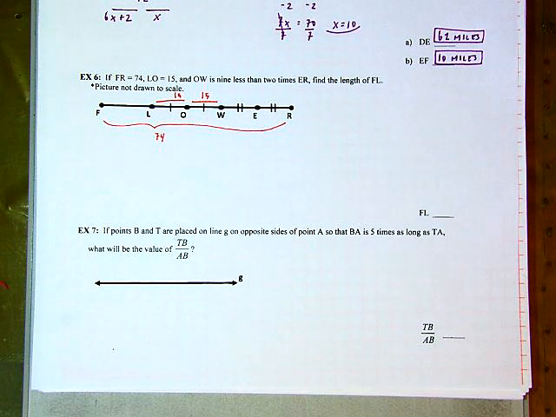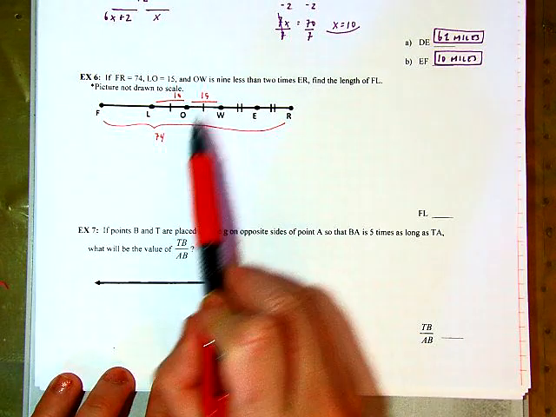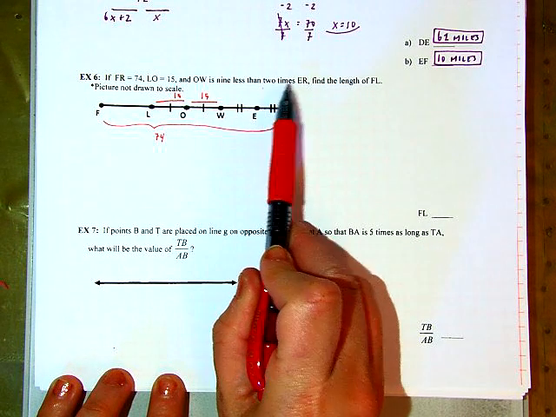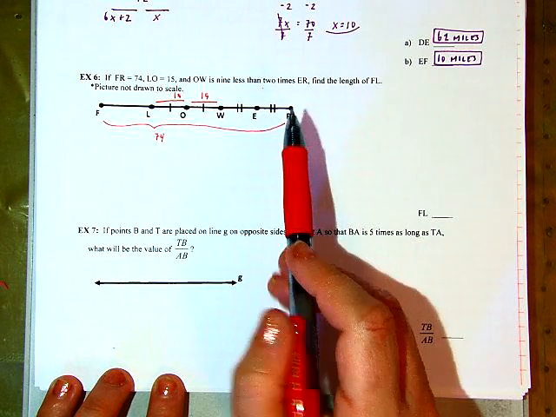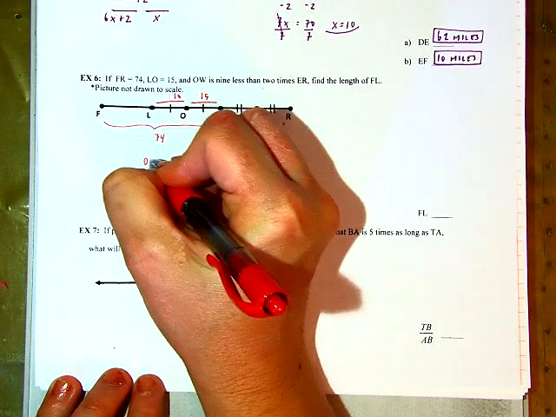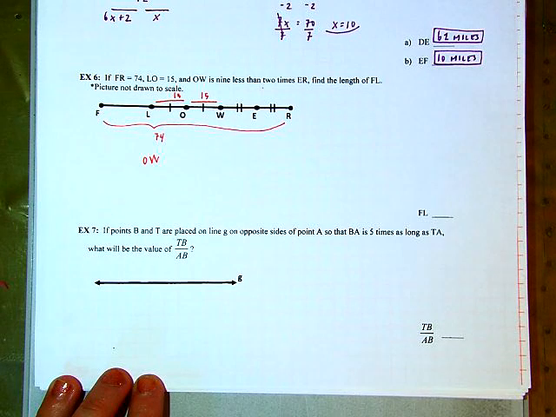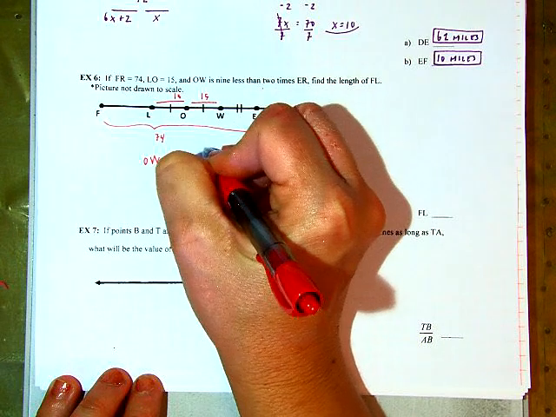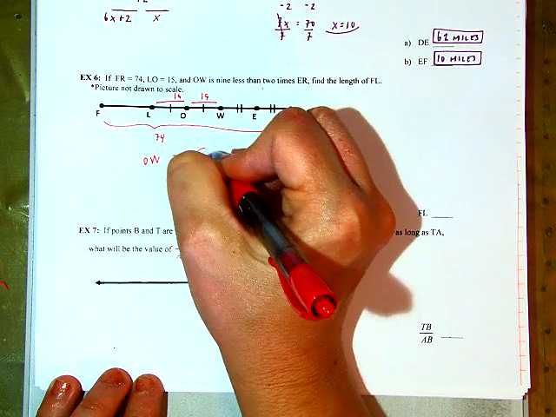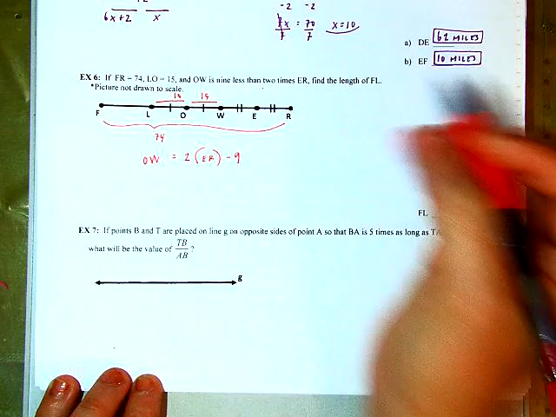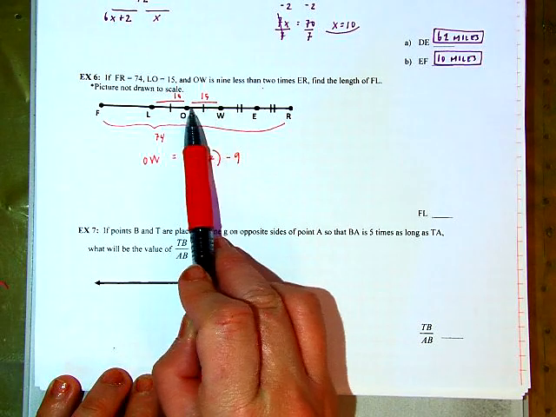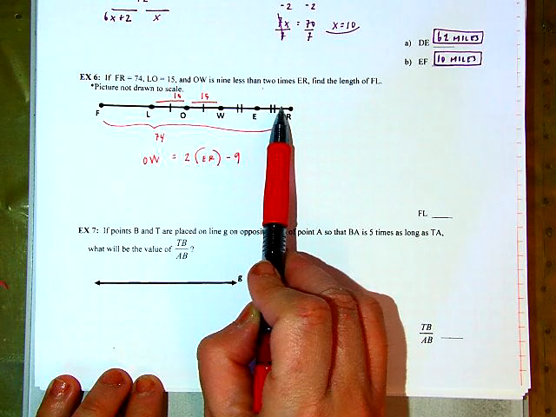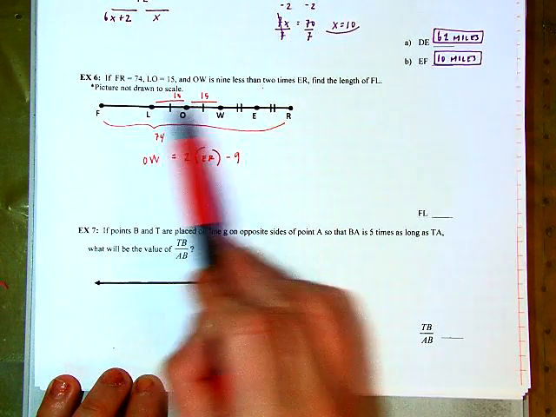Okay, I know also that OW, so here's OW, is 9 less than 2 times ER. Let me write that as a statement. Let's build an equation from that statement. OW will be 2 times the measure of ER minus 9. So OW, this measure, is 9 less than 2 times this measure right here. Ultimately, we want the length of FL.